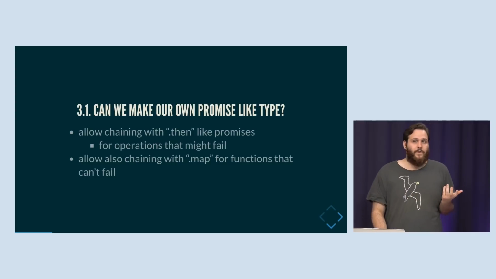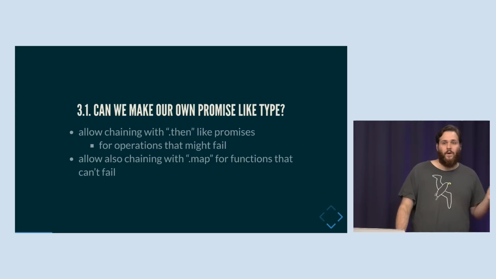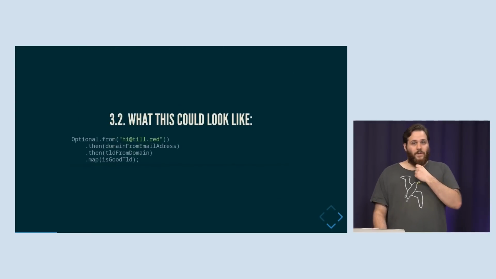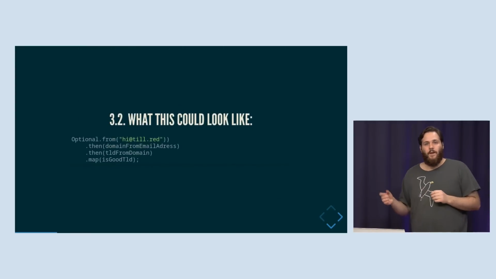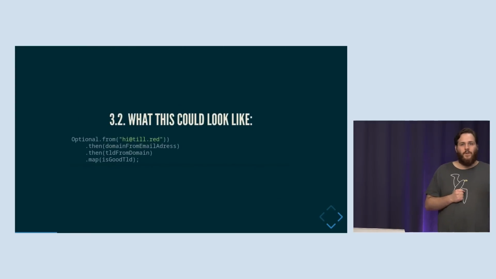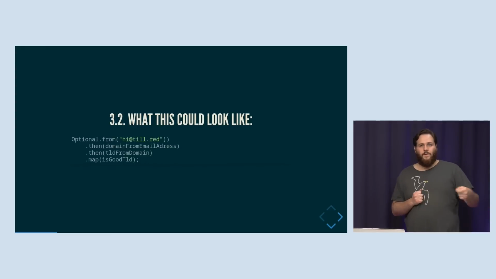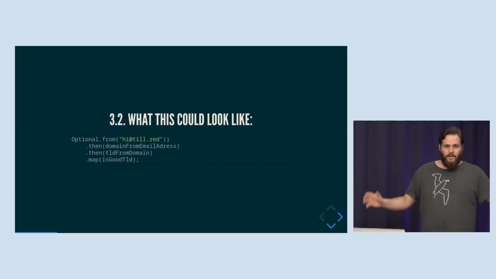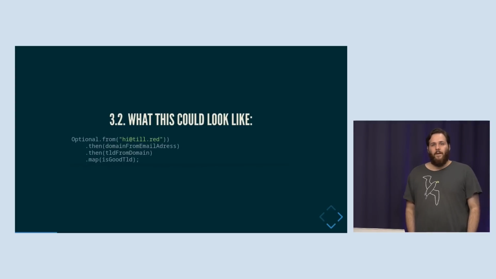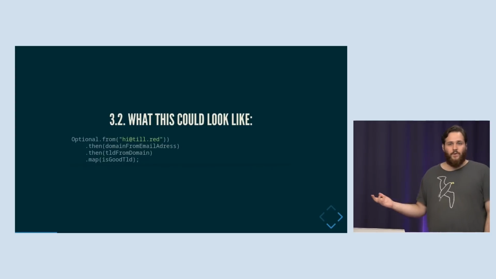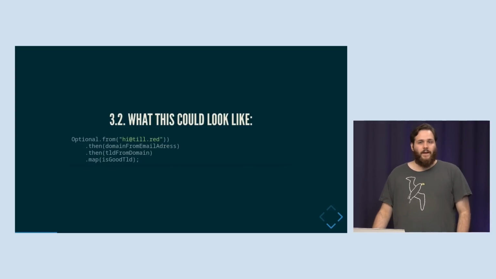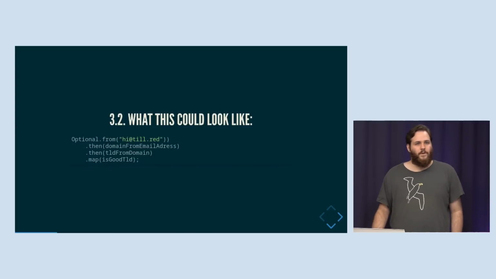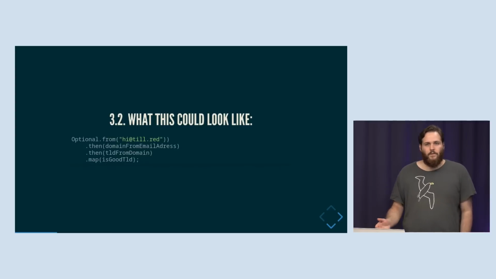And we could add a new function called .map, just like an array.map, to modify the value without it being able to fail. So then I could have optional from my email address, and then I could do .then, domain from email address, .then, top-level domain from domain, and then .map to check if this is a good top-level domain. The map would signify that is good top-level domain cannot fail, because that kind of makes sense. If the input is malformed, you just return false. You don't need to return an error, because it's just not a good top-level domain.